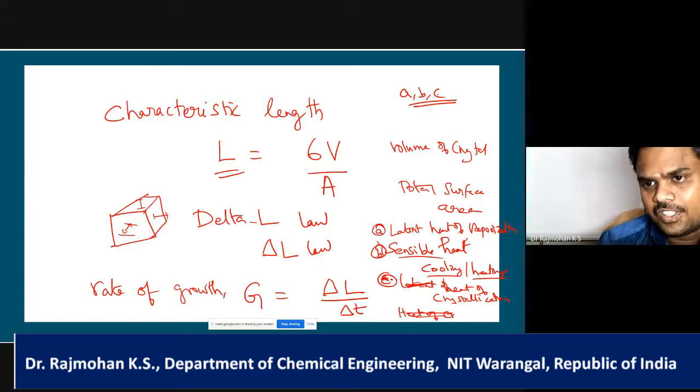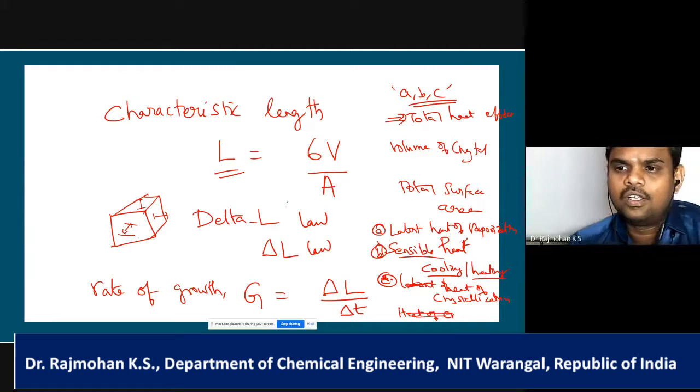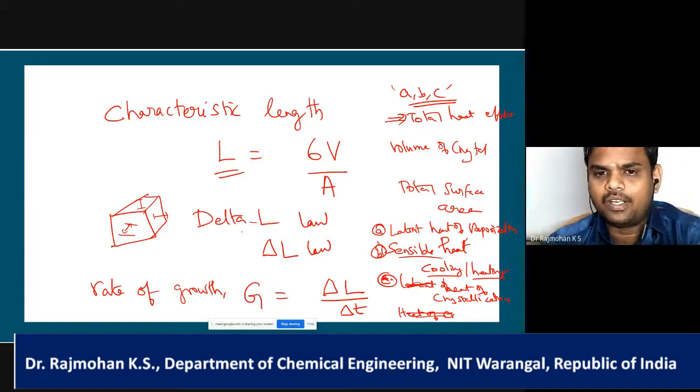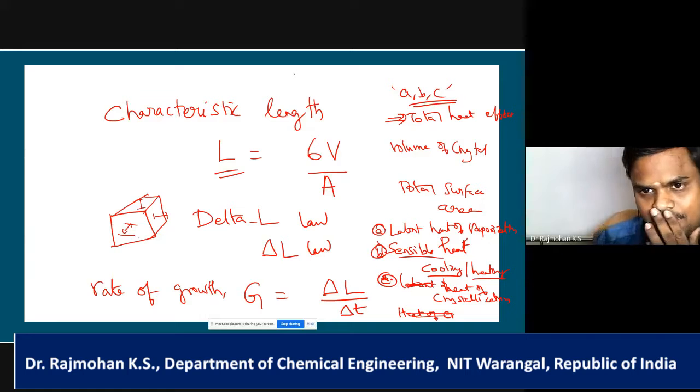we can form an equation for total heat effects by using A, B, and C. What are A, B, and C? Sensible heat of cooling or heating, latent heat of vaporization, and heat of crystallization. If you consider this, we can form an equation which can be solved to get the required unknown parameter. Another method is enthalpy balance.